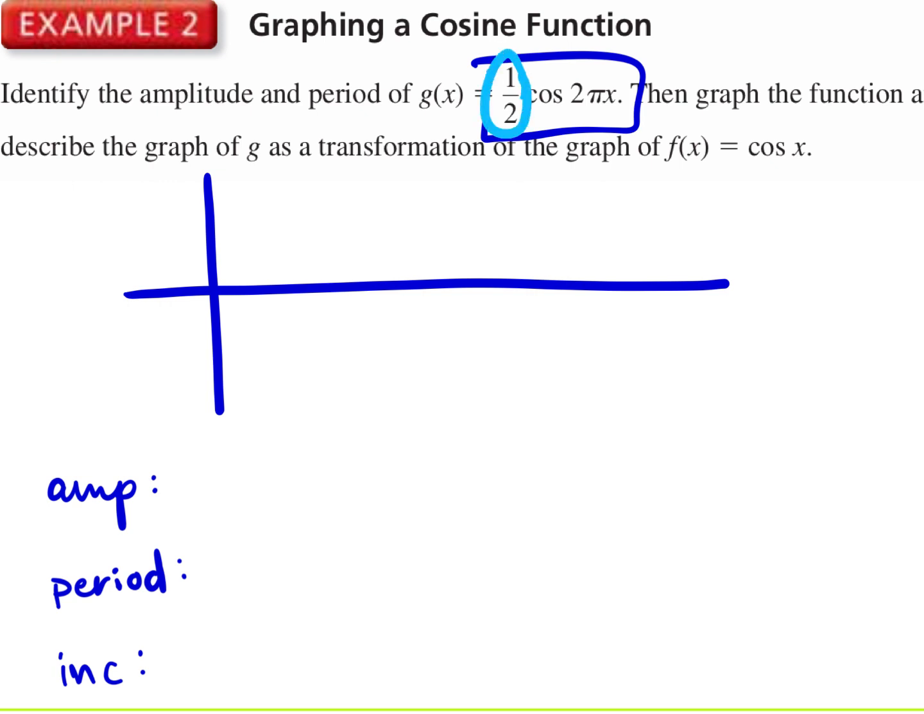Awesome. The amplitude is 1/2. That's what gets multiplied in front. That's going to be like the first number that you see there. So amplitude is 1/2. So I'm going to go up to 1/2 and down to -1/2.